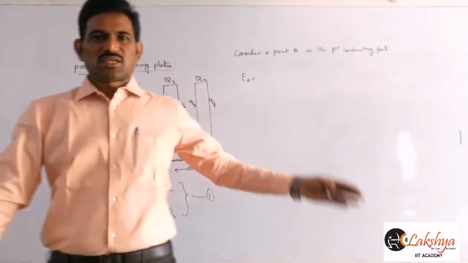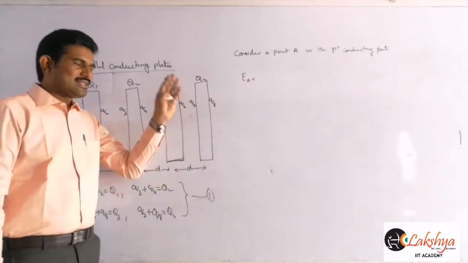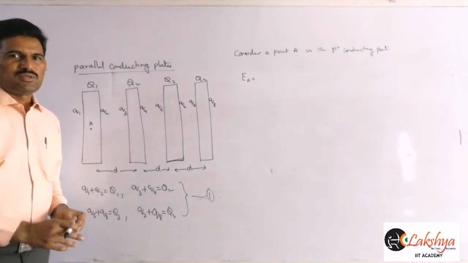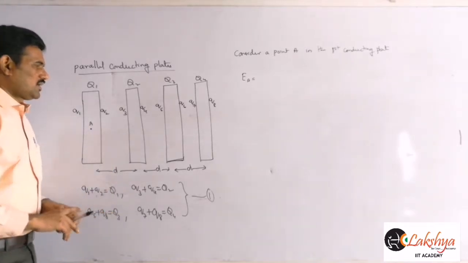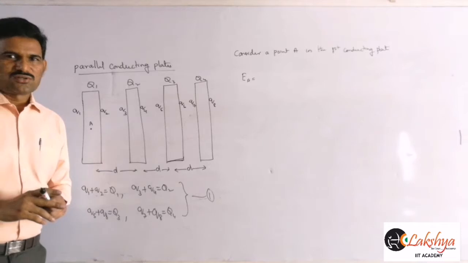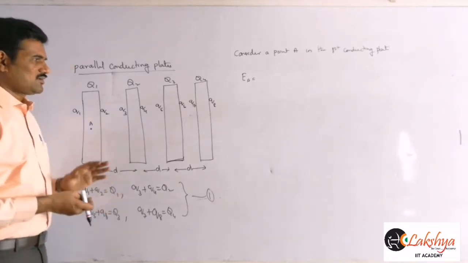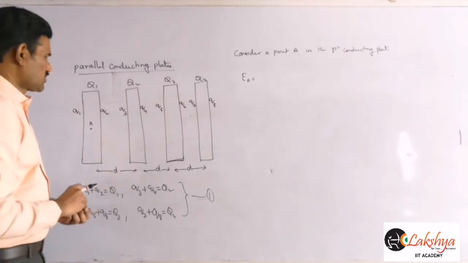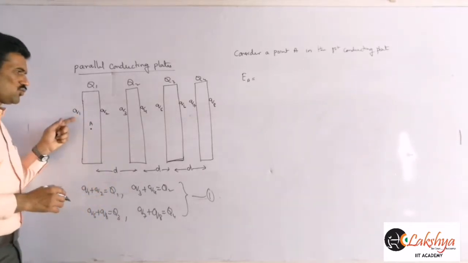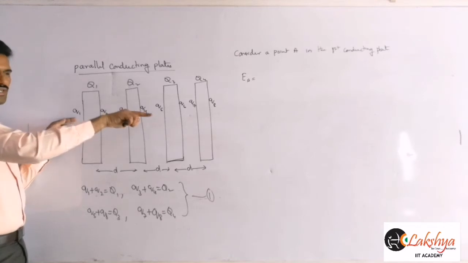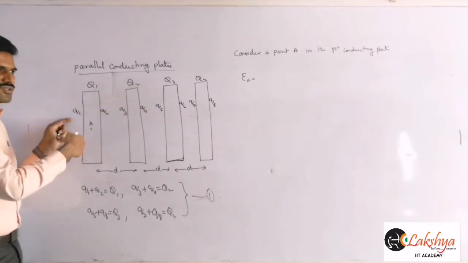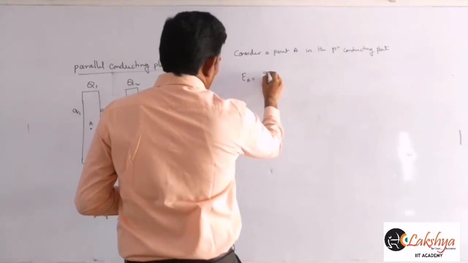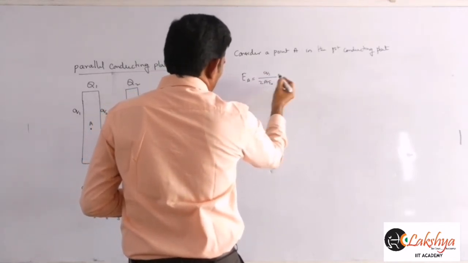And as we are taking the point inside the conductor, the resultant field will be equal to 0, right? So we just need to write the field due to these different charge distributions. Due to each plane the field is sigma by 2 epsilon naught, where sigma we can write as q by a. For q1 only, the field will be along this direction, and all the remaining fields will be along the opposite direction. So I am writing this as q1 by 2a epsilon naught.